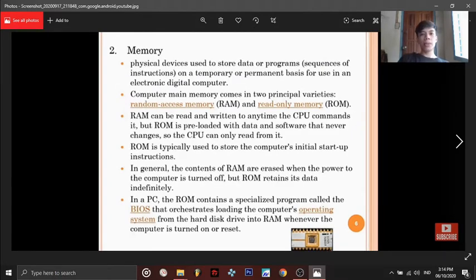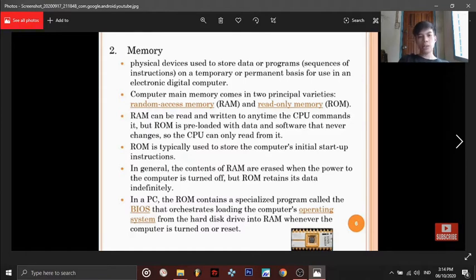Memory. Physical devices that store data or program sequences of instructions on a temporary or permanent basis for use in an electronic digital computer. Computer main memory comes in two principal varieties: random access memory, RAM, and read-only memory, ROM. RAM can be written to anytime the CPU commands it, but ROM is preloaded with data and software that never changes, so the CPU can only read from it. ROM is typically used to store the computer's initial startup instructions.